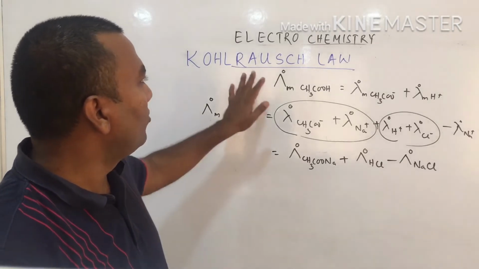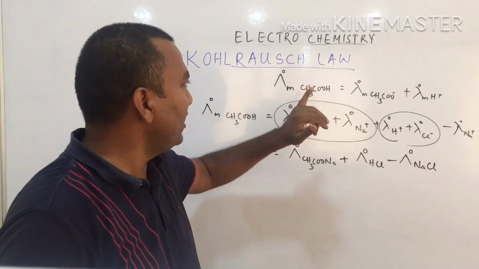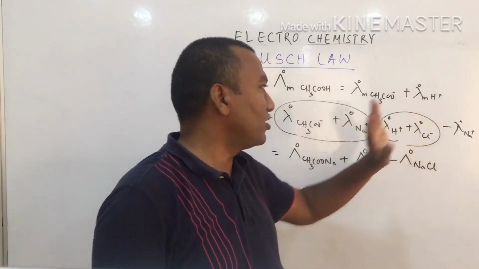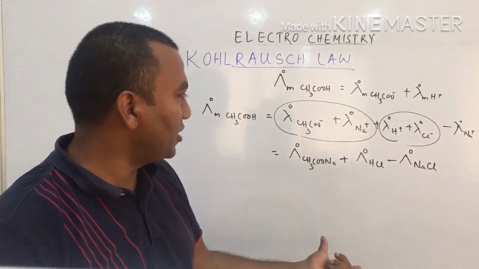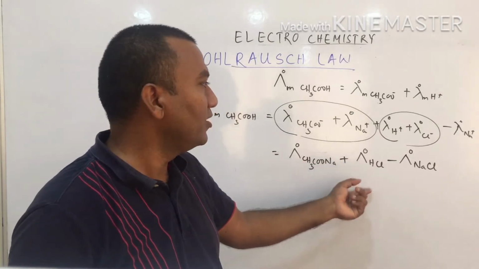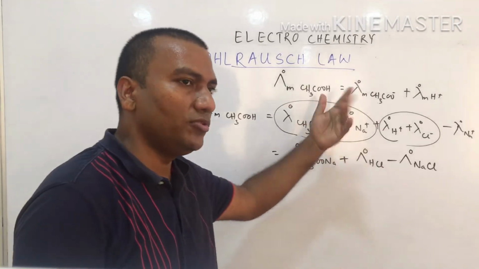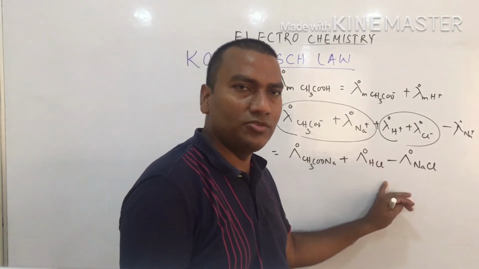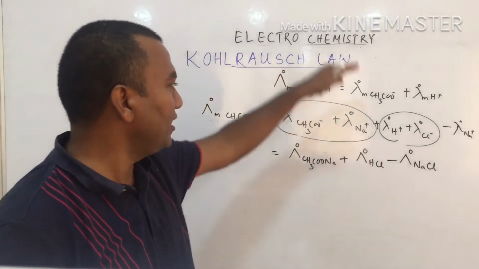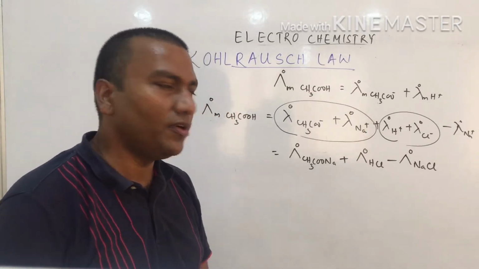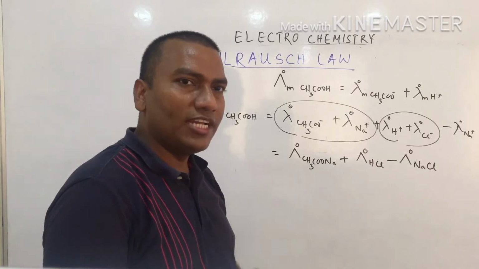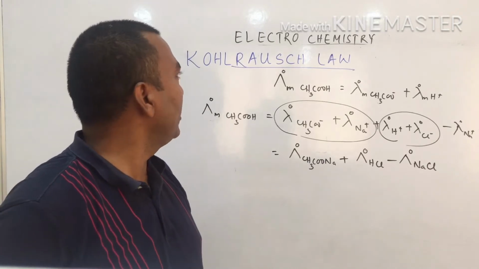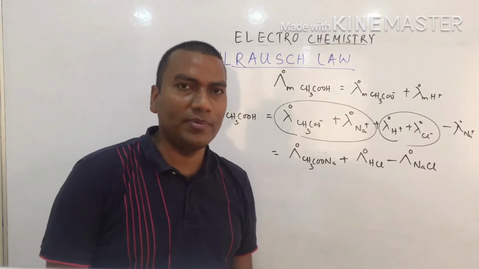So when this data is given, we can calculate the limiting molar conductivity of the weak electrolyte. Clear now? So what is Kohlrausch law? Again, Kohlrausch law states that the limiting molar conductivity of any electrolyte equals the conductivity of cation plus the conductivity of anion. Depending on the question, when this data is given, we can substitute in this format. You add these two and subtract lambda m naught of NaCl, then we can calculate this. Clear now? So this is Kohlrausch law and its applications. Now we will solve some numericals based on Kohlrausch law.